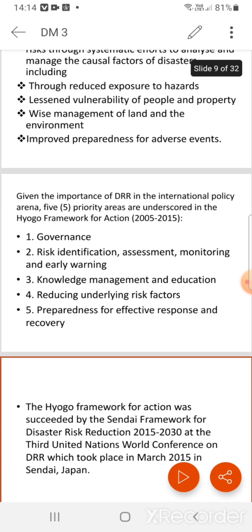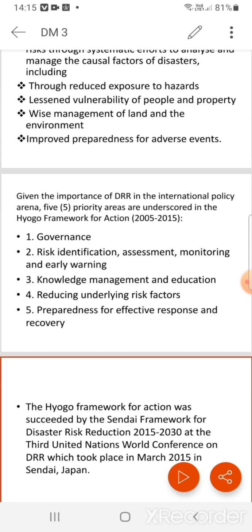Now this particular knowledge management and education is a priority which was underscored in the Hyogo Framework from 2005 to 2015. It also includes a priority area known as reducing underlying risk factors. That is, a particular country or a particular region is considered, hazards are considered, and the risk factors that are involved are considered for reduction.